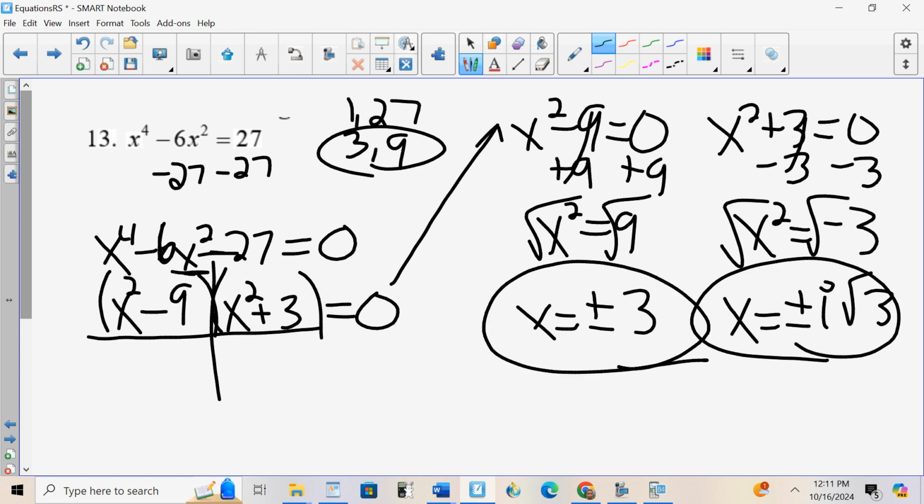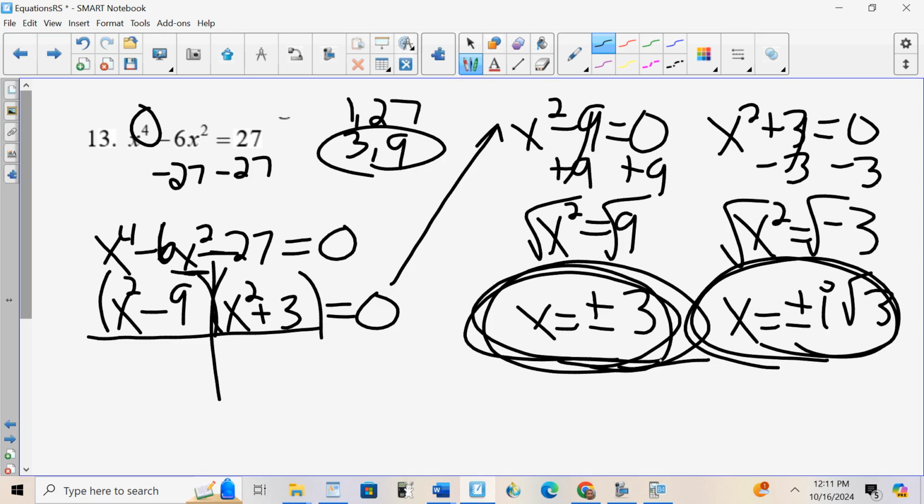Those are my answers. There should be 4 answers. Plus or minus 3, that's 2. Plus or minus I radical 3, that's 2 more. It will cross the x-axis twice, since there are 2 real solutions and 2 imaginary solutions. So you will have one of those on there.